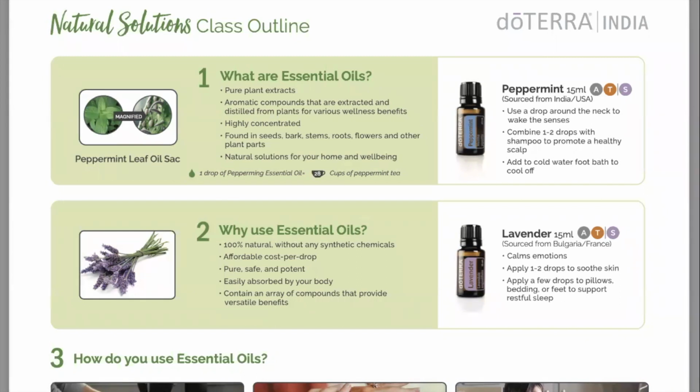Essential oils are basically pure plant extracts. They come from the roots, the stems, the barks, the leaves, the flowers of the plants. And depending on where the essential oil comes from, that typically gives you an idea as to whether you would be using it topically on your body or internally on your body.